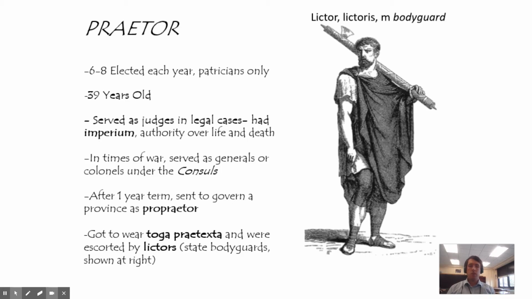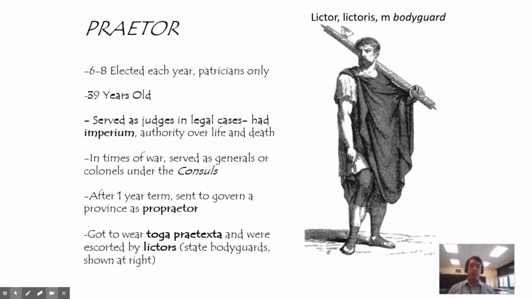In times of war, they start serving as generals or colonels, some high ranking officer under the consuls, we'll talk about next. And after their 1 year term, they usually go out and govern one of the provinces as a pro-praetor. This is basically someone who was a praetor before. They get to wear the toga praetexta, which has a big stripe on it. Everybody else's togas were just white.